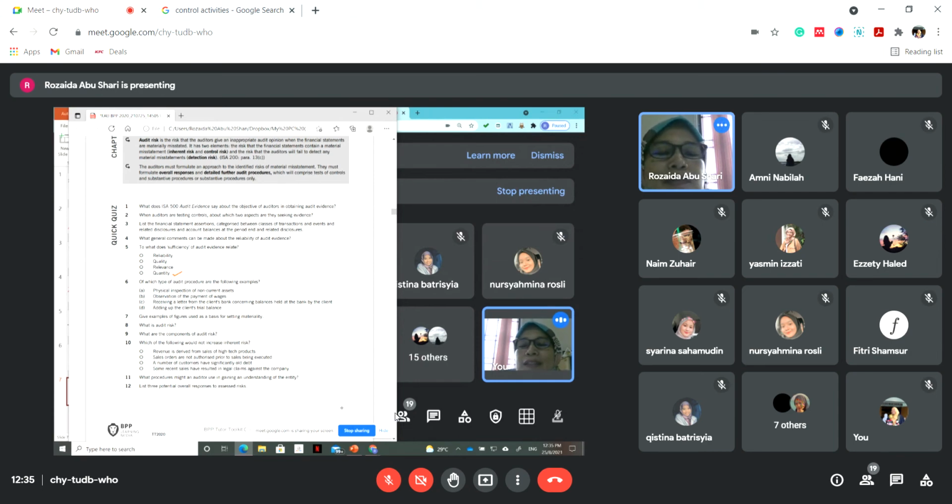Okay, number 6. Of which type of audit procedure are the following examples? It asks, what are you doing? Okay, physical inspection of non-current asset. So what is the type of audit procedure? From the 8 audit procedures, which one? So the example is physical inspection of non-current asset. So it comes under inspection. Physical inspection of the non-current asset is the inspection.